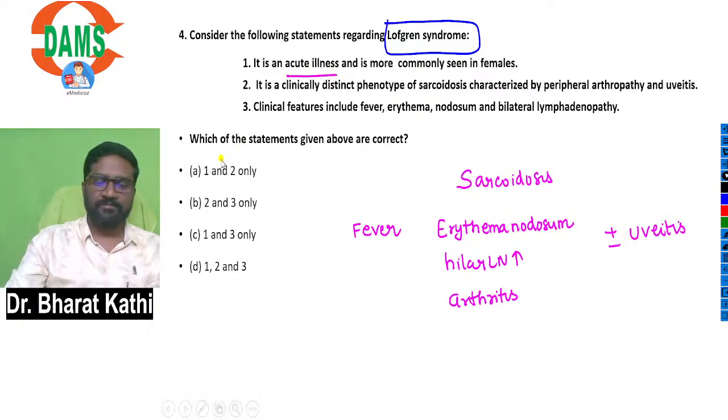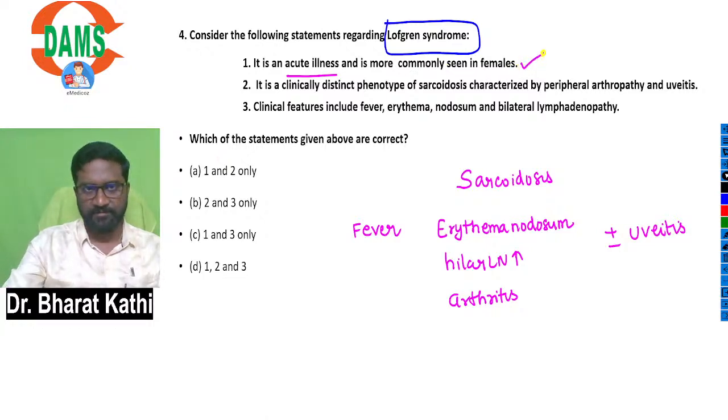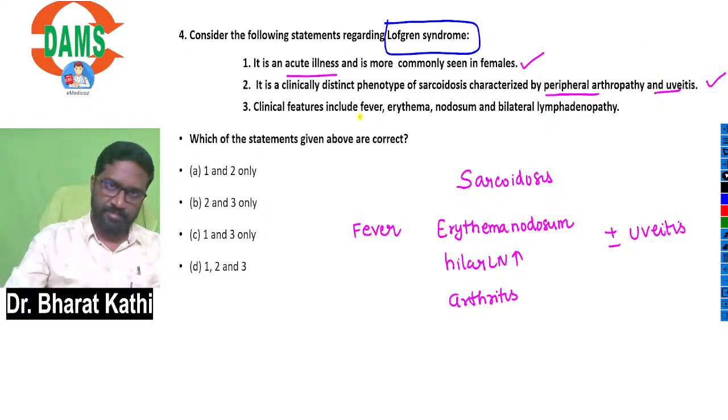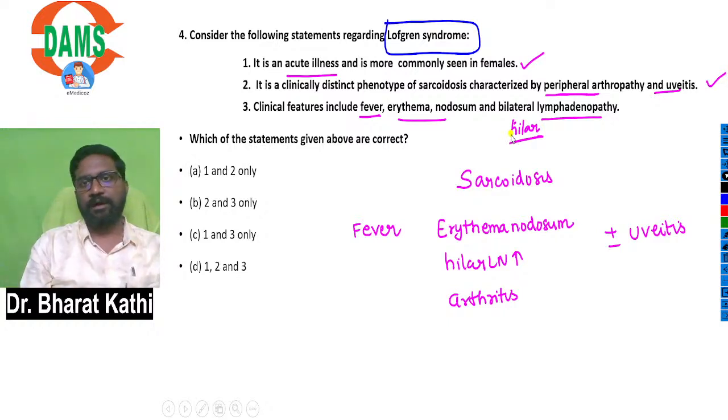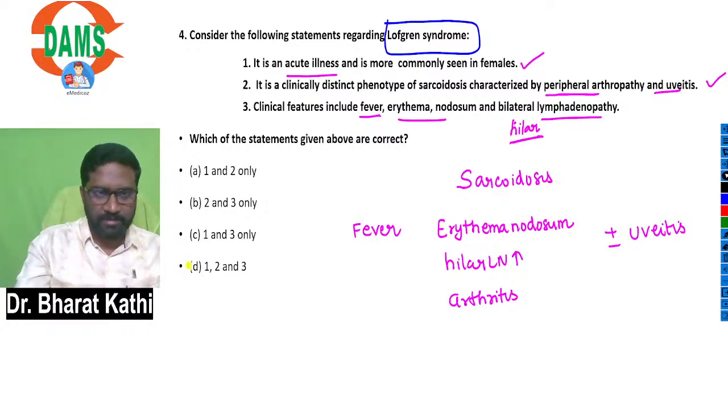And sarcoidosis, an autoimmune disorder, is more common in females. This is true. Has arthropathy, uveitis, this is also true. Fever, erythema nodosum, bilateral lymphadenopathy. Actually, this question they have not framed properly. Hilar lymph node enlargement should be there. Maybe the examiner is thinking that when they say bilateral lymphadenopathy, he might be referring to bilateral hilar lymphadenopathy. So the answer, all 3.